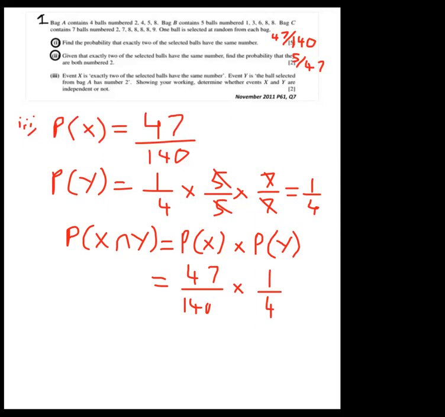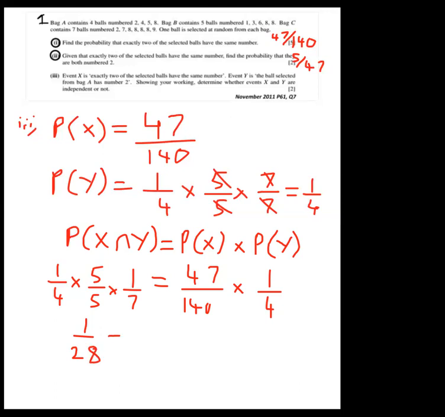So X is that two of the balls selected have the same number, and Y is that the ball selected from bag A has number 2. So if two of the balls have the same number, and from bag A we get number 2, then it will be the case where bag A had the number 2, bag C had the number 2, but bag B did not have number 2. So for that the probability was 1 upon 4 because we select 2 from bag A. Then from bag B we select any number because there is no 2, and from bag C we select 2 again, so 1 upon 7.